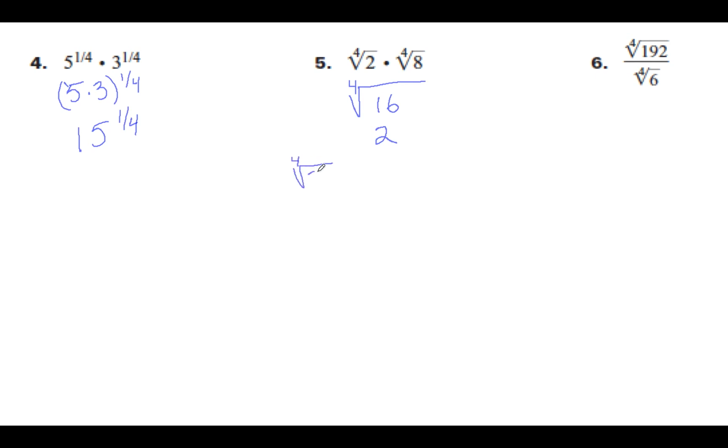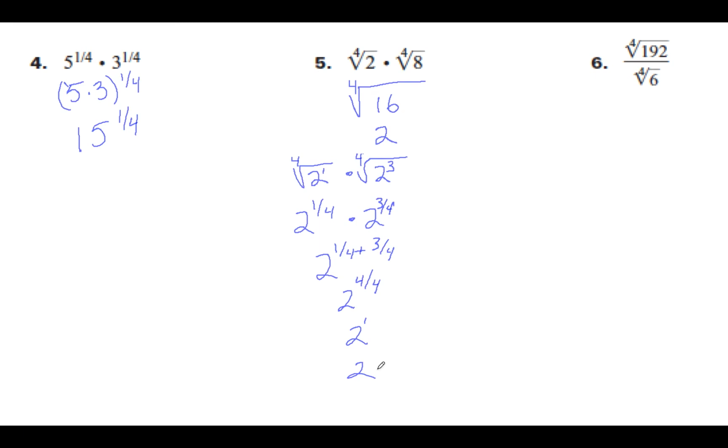4th root of 2, that's 2 to the 1st power, times the 4th root of 8. 8 is 2 to the 3rd power. We can change this and write this as 2 to the 1/4 times 2 to the 3/4. And then we just add the exponents. 1/4 plus 3/4. That's 2 to the 4/4, which is 2 to the 1st, which is just 2. So the same thing we had the first time.